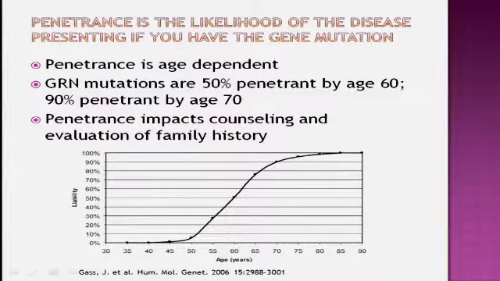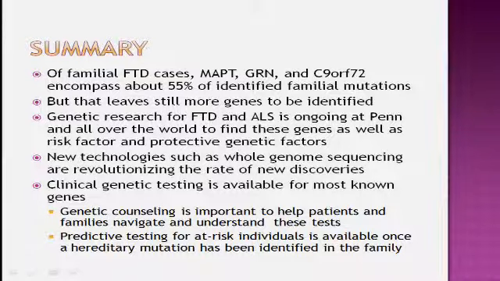And that's why it's important to take this into account in terms of counseling as well as evaluation of family history. That can actually impact some of the cases that seem sporadic if one of the cases has decreased penetrance for some reason. So in summary, of familial FTD cases, we have tau, progranulin, and C9orf72 that are the big players, and they encompass about 55% of identified familial mutations and about 25 to 30% of all cases of FTD.